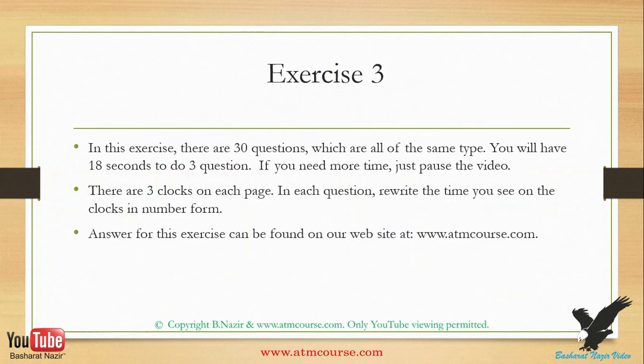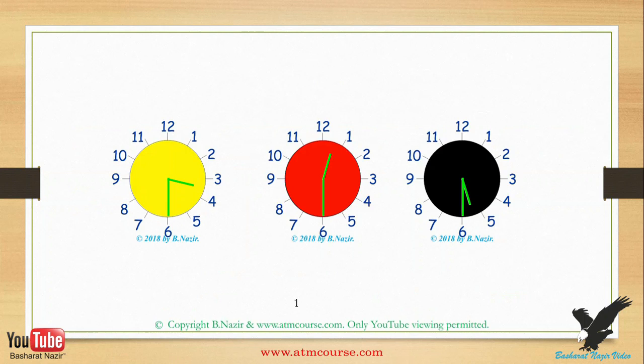In this exercise, there are 30 questions, which are all of the same type. You will have 18 seconds to do 3 questions. If you need more time, just pause the video. There are 3 clocks on each page. In each question, rewrite the time you see on the clocks in number form. Answer for this exercise can be found on our website. Write these clock times in numbers.